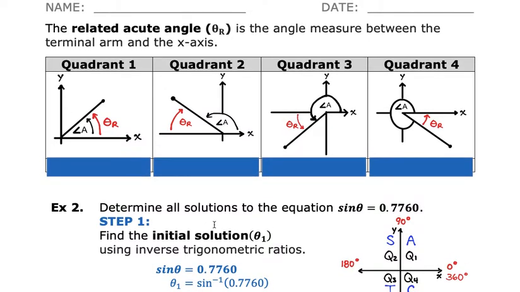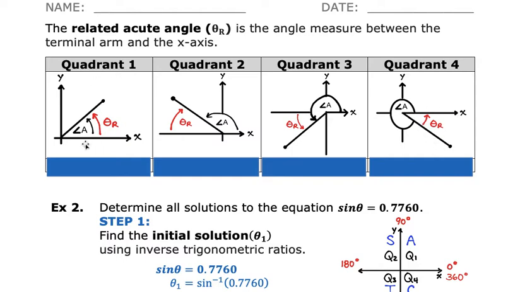What we need to become familiar with is the related acute angle. The related acute angle is always between, if this is quadrant 1, the terminal arm and the x-axis, and if the initial angle A is in quadrant 2, the distance between the x-axis and the terminal arm. Similarly, in quadrant 3, this reflex angle, it is the distance between the terminal arm and the x-axis. Lastly, almost a full rotation, but a reflex angle, in quadrant 4, the related acute angle is the distance between the terminal arm and the x-axis.